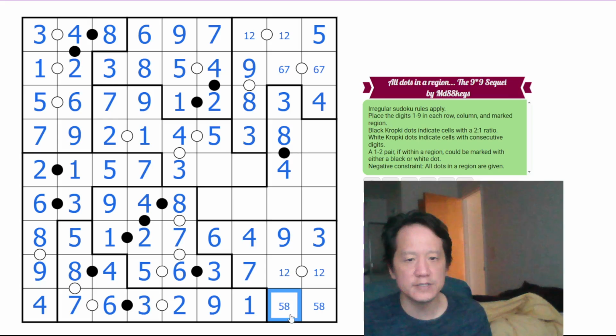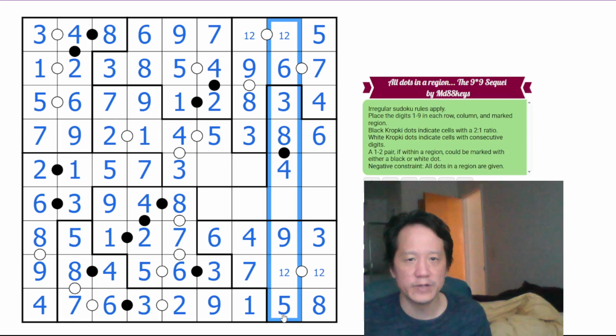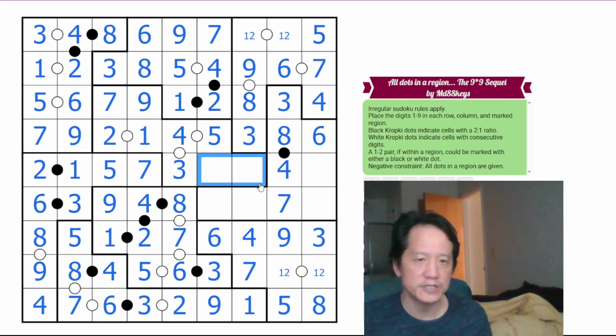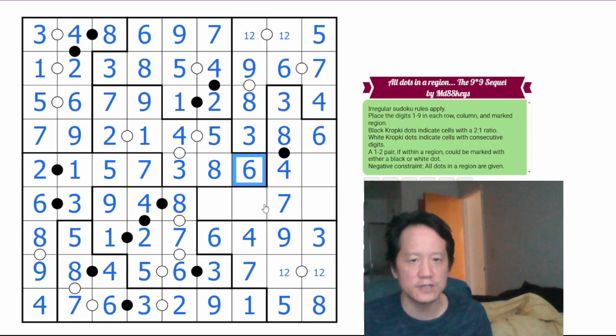This 8 eliminates 8 here, so this is 5, this is 8, this is 6, which eliminates 6 here, so that's 7, 6. The remaining digit in column 8 is a 7, so this is 7. Remaining digits here are 6 and 8. This can't be 6 because of the 6 here, so this is 8, this is 6. This 1 eliminates 1 here, so this is 2, 1, 2, and 1.